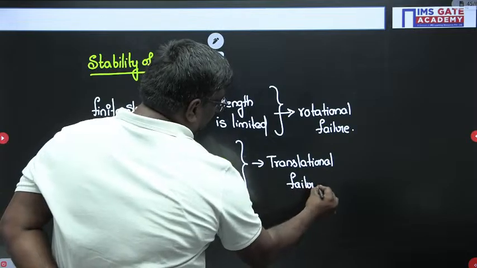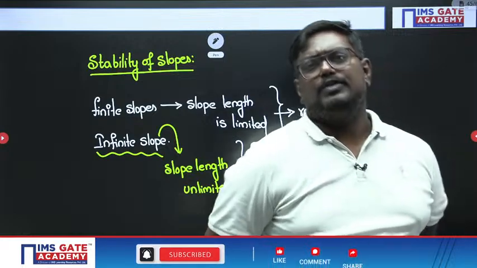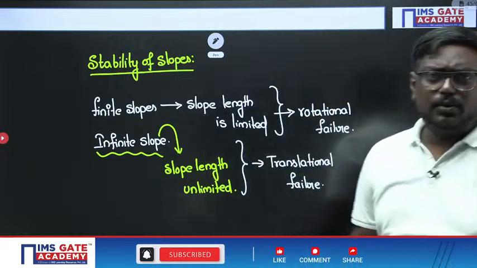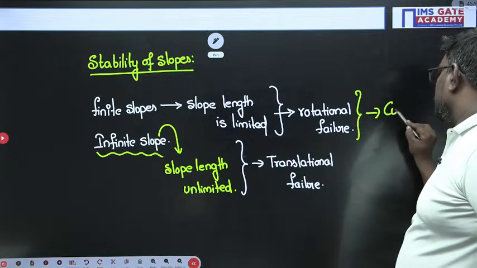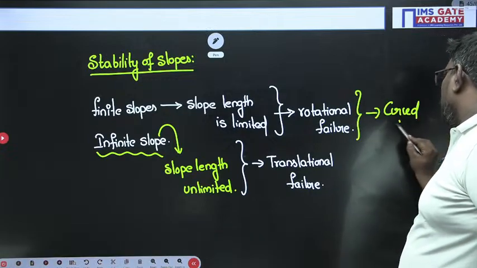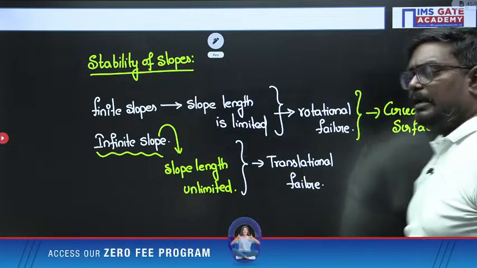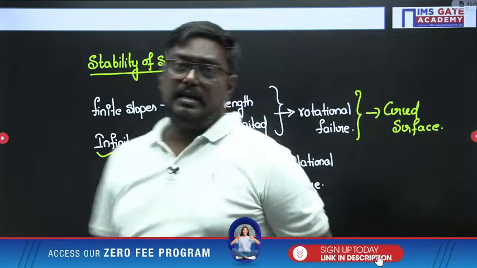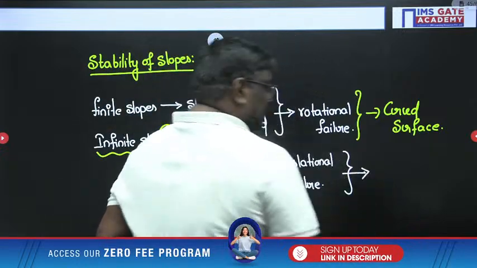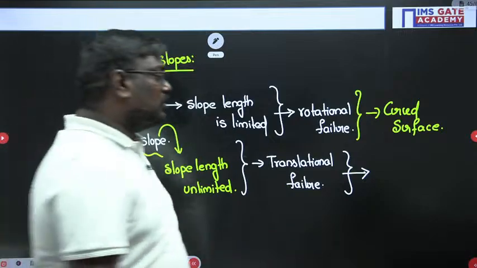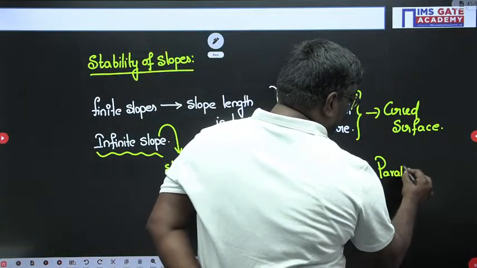Students, you already know what rotational failure is. In rotational failure, it occurs along a curved surface. Similarly, in translational failure, where does it occur? It occurs parallel to the slope.